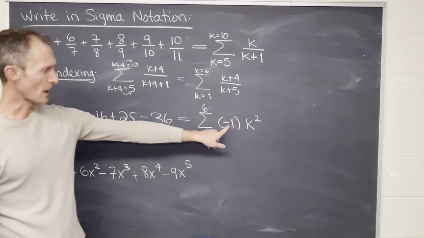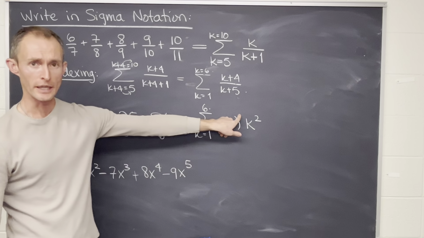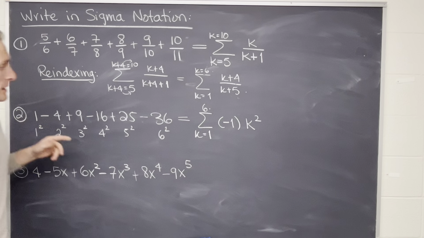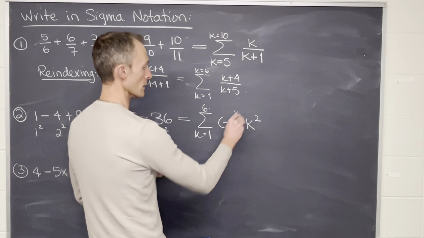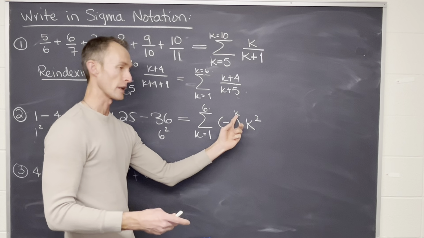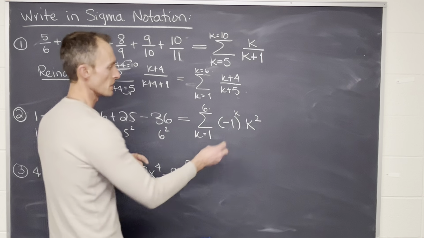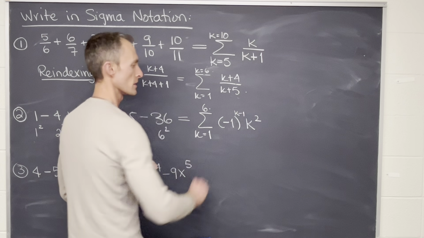Now, I have to figure out what is the exponent on my -1. So I need it to start with a positive. So that means that, well, I can't just put a k here. Because think about it, if k is 1 and I plug in 1, I get -1 to the 1. That's negative, and that's going to give me a -1. So you could do this by saying k minus 1, for example.